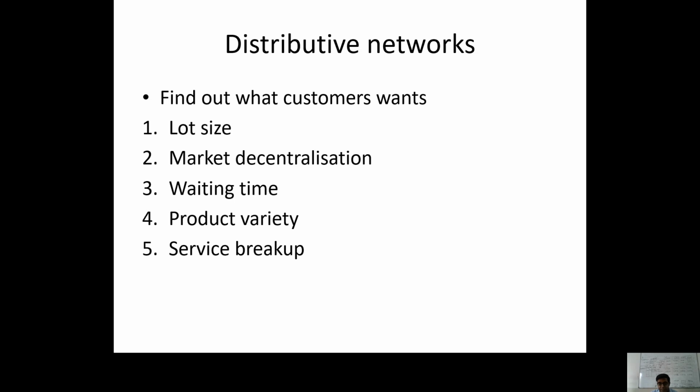Last is service break. As the name suggests, if service is not rendered accordingly, your customer won't believe you and won't have faith in your product and services. So it is very important that you must not have service breaks, especially when you are ensuring smoothness of the distributive network.